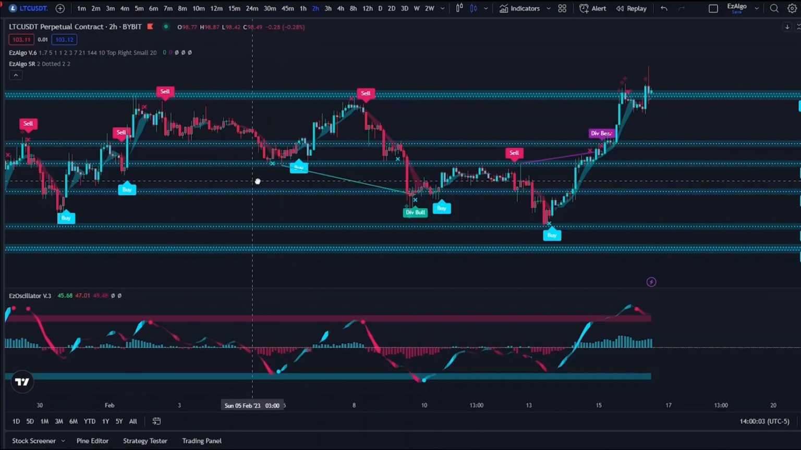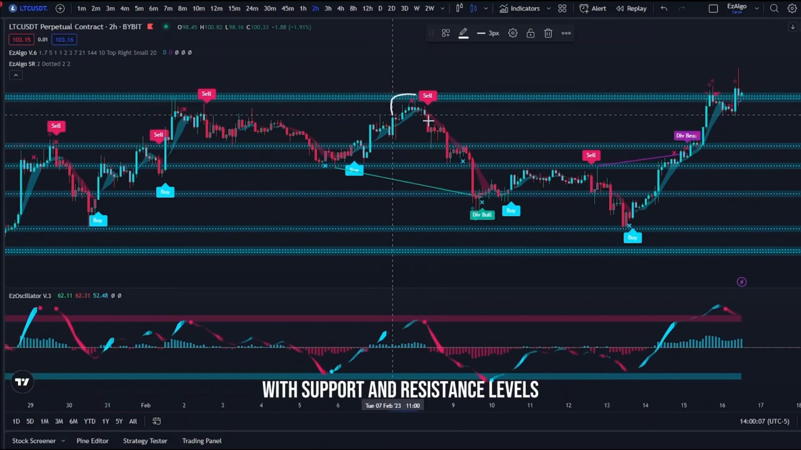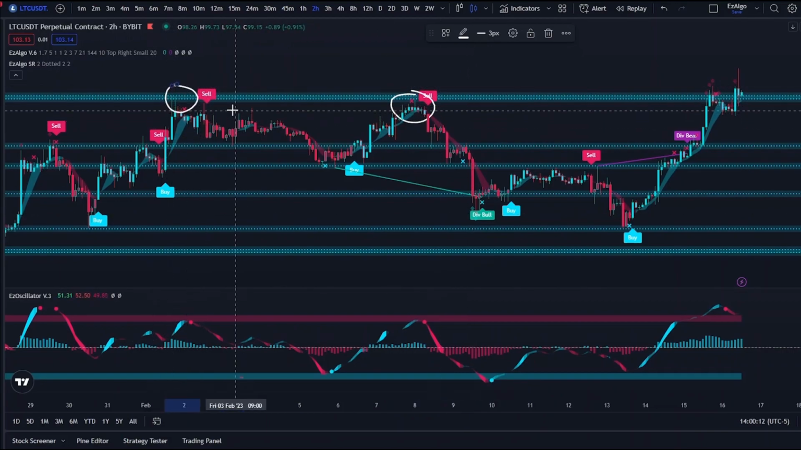I'm here on Litecoin on the 2-hour time frame. You can see that when used in Confluence with support and resistance levels, the oscillator is just on the money. So you can see we have this clear resistance level. We've got rejected from this level one time, come down, come back up to retest it. We have that mild sell signal right there on Easy Algo.